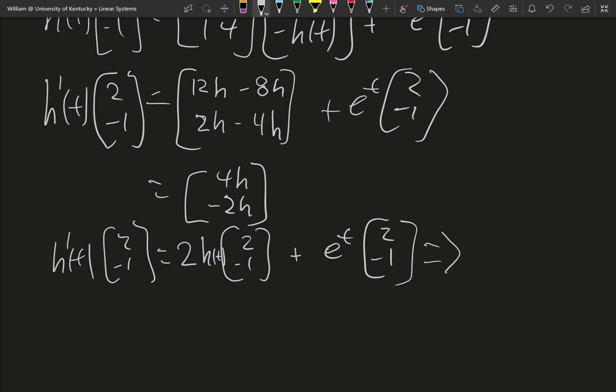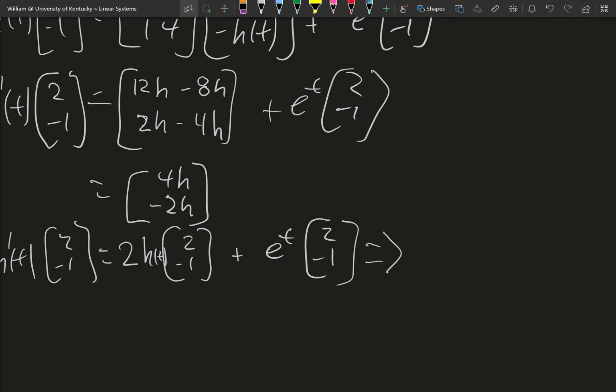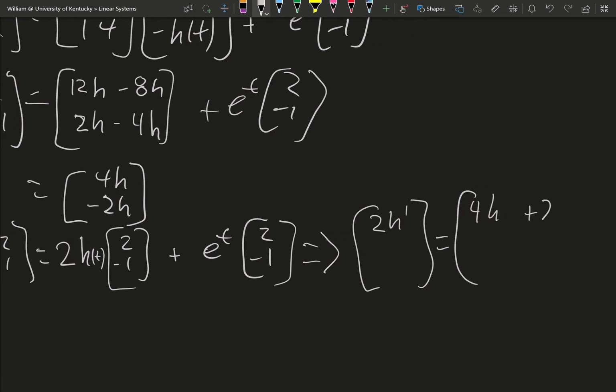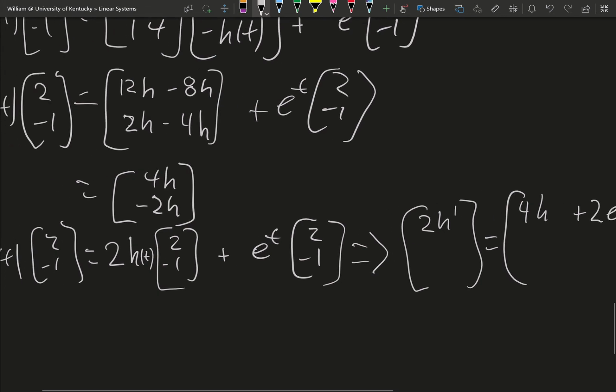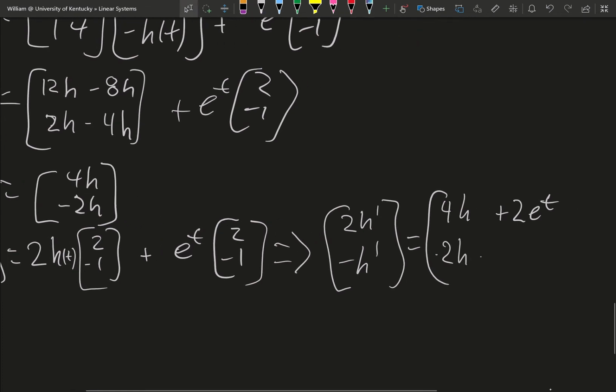Okay, I'm going to explain it one level deeper, but it should be somewhat clear to at least some of you what's going on just from the way I've written this. So this is a system of equations. I have 2h prime equals 4h of t plus 2e to the t. And in the bottom one, I get negative h prime equals negative 2h minus e to the t.